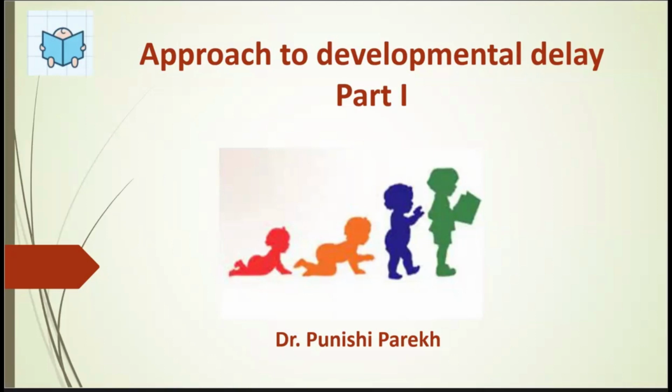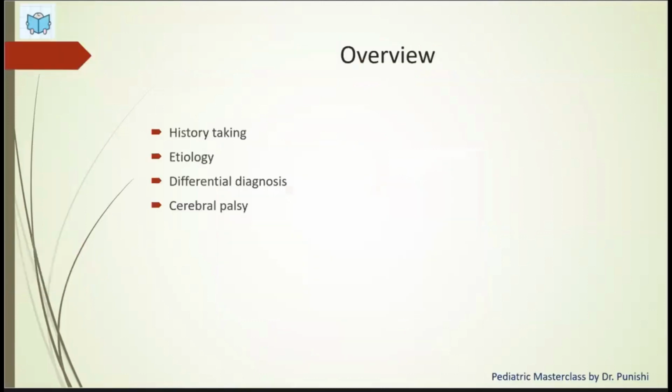So, this topic has been divided into two parts. The first part is going to be looking at the history taking. So, how we're able to look at the different etiologies and the differential diagnosis of a child who's presenting with developmental delay. History taking becomes a very important part of this discussion because a lot of differentials can be eliminated only on the basis of history. So, we'll be looking into it in great detail.